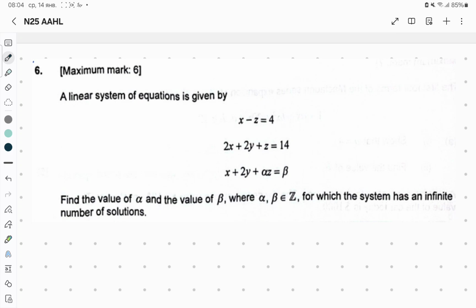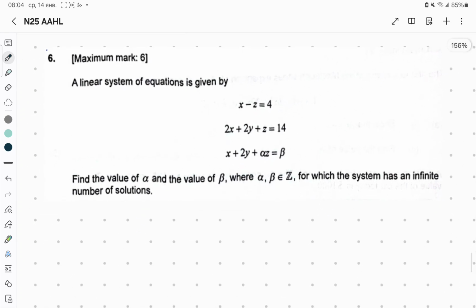Hello, today we're going to continue considering the past paper 2025 November Analysis and Approaches High-Level Paper 1 and question number 6. So let's make a short overview. We have a 6-mark question with a given linear equation system, and we see that we have alpha and beta inside one of the equations. It means that we have to do something with this, and really we have to find the value of alpha and beta with the following condition: the system has an infinite number of solutions.